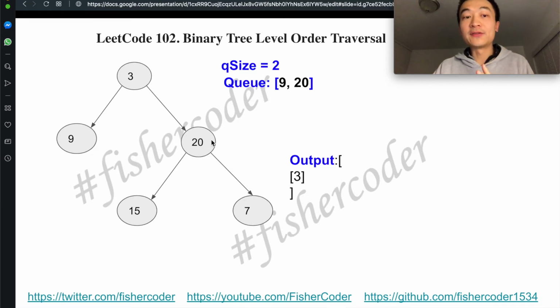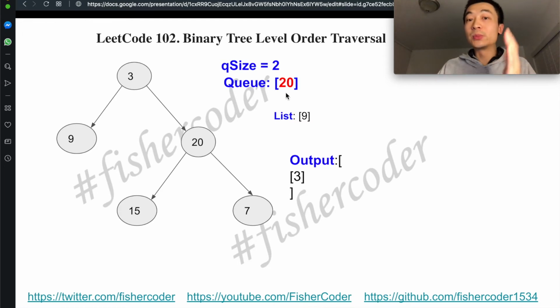We're going through the second level from left to right, top to bottom. Right now, the queue size is 2. Then we'll continue. We'll pull the 9 out of the queue, right? And then we'll initialize a new array list and put the 9 into this array list. Then we'll check if 9 has left and right children. It doesn't have any in this case. And then we'll continue to pull 20 out of the queue. We'll put 20 into this array list. Then we check, does 20 have any left or right children? Yes, it does.